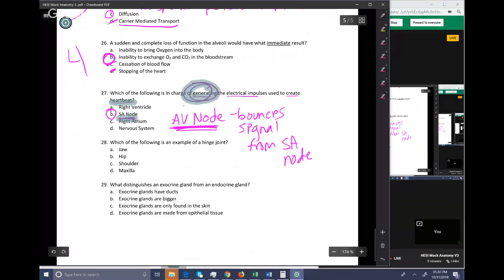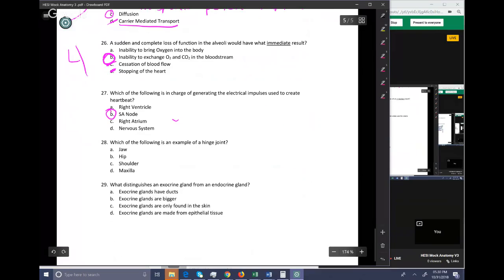If you're not completely done with all the things that you're trying to master, you don't need to worry about that. What you need to worry about is a node has a very particular name. It's a little tiny spot that you can barely see on a diagram. That's where an electrical impulse is coming from. The other thing I want to make sure that you know, and that's anatomy 4, is that the nervous system is not in charge of generating the heartbeat.